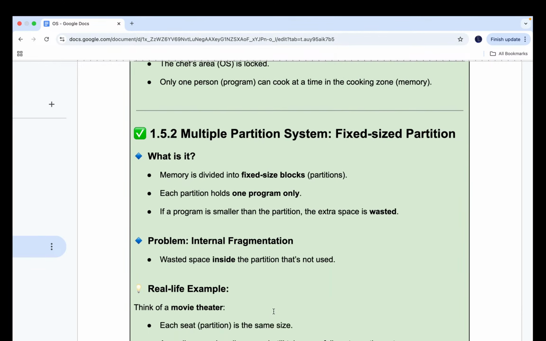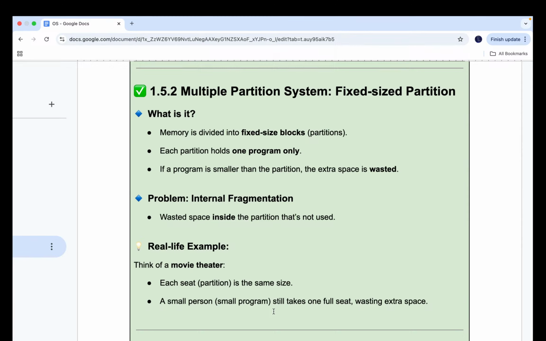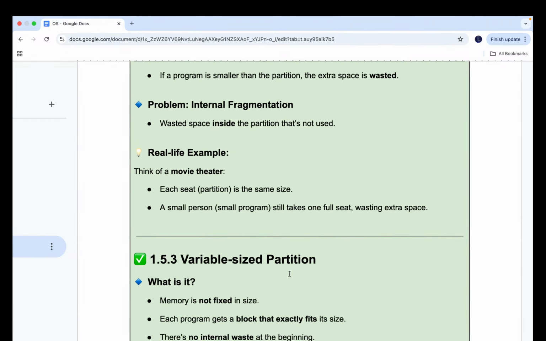Problem: internal fragmentation. Wasted space inside the partition that is not used. Real life example: think of a movie theater. Each seat is the same size. A small person takes one full seat, wasting extra space.